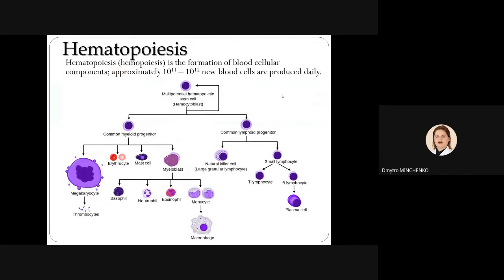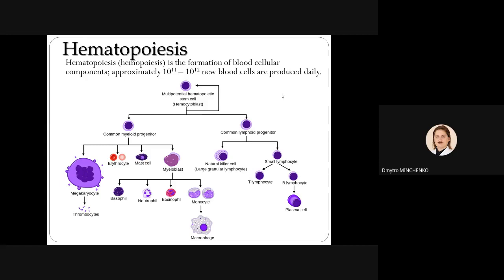Let's begin with hematopoiesis. To start off, one of the main processes that creates the blood system is hematopoiesis. It is the formation of blood cellular components. Daily, up to as much as 10 to the 12 new blood cells are produced. Everything begins with the multipotential hematopoietic stem cell, or hemocytoblast.